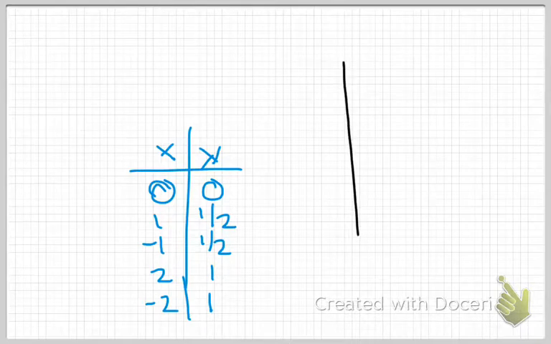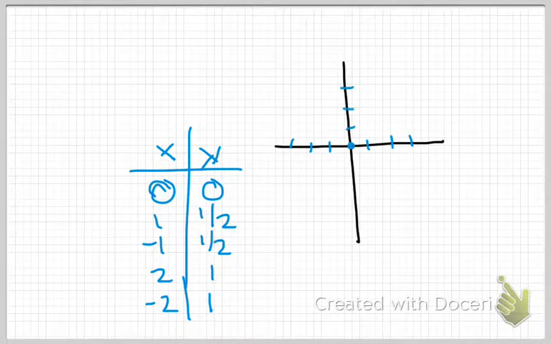Okay, so let's go ahead and graph this on a number line, kind of. Okay, so we have the point 0, 0. Then we have 1, 1/2, negative 1, 1/2, 2, 1, negative 2, 1.